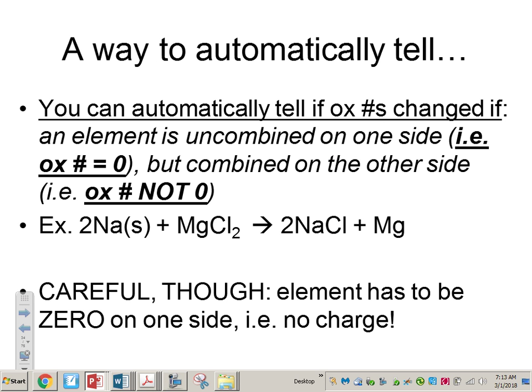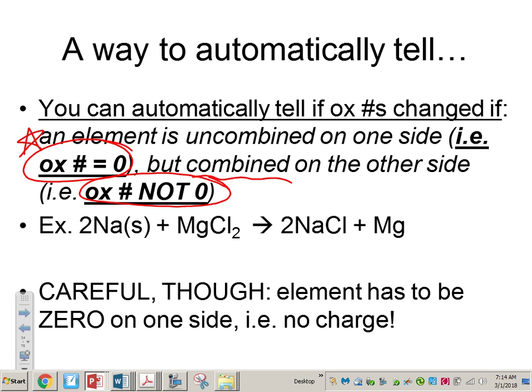Now, luckily, there's actually a really easy way to tell if oxidation number is actually changing. And there's sort of a little trick here. The trick is this right here. If an element is by itself, meaning if it's alone, meaning if its oxidation number is 0 on one side of the reaction, either reactants or products, but that same element is combined, it's in a compound on the other side of the reaction, i.e. its oxidation number is not 0, then you have a redox reaction.